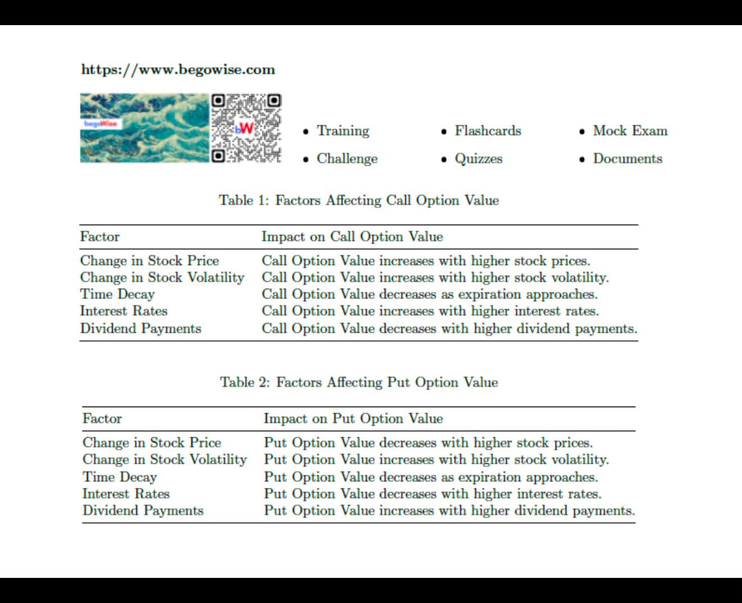5. Dividend payments. For put options, higher dividends are beneficial because they often cause the stock price to drop. If the stock price falls, the value of your put option increases since you can sell the stock at a higher strike price compared to the lower market price.